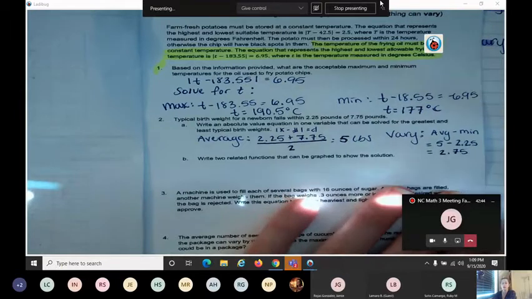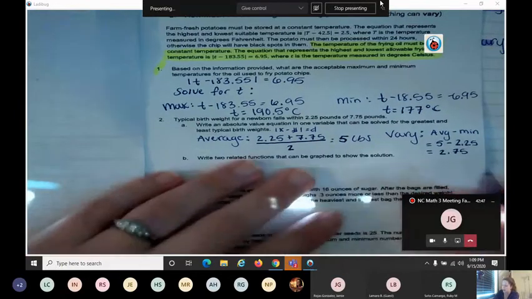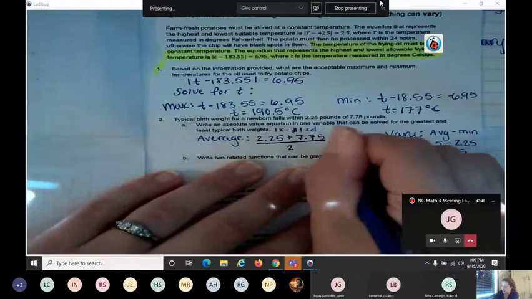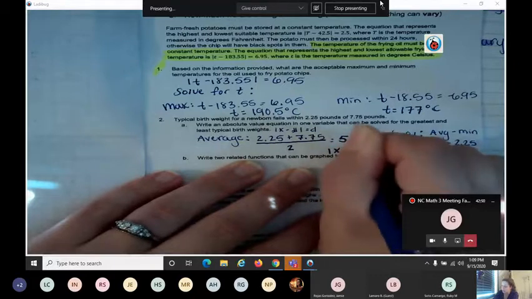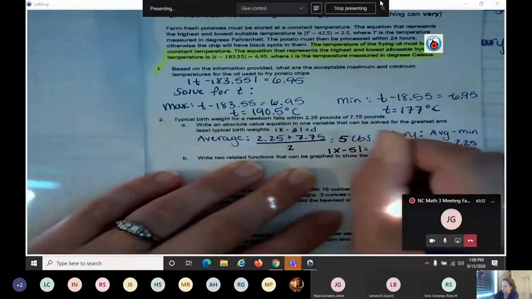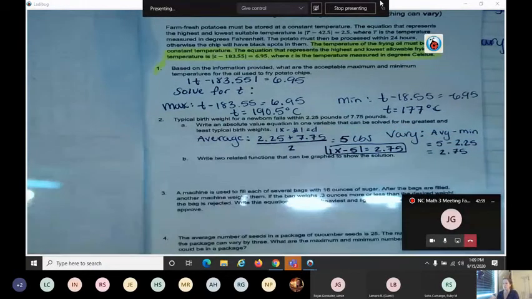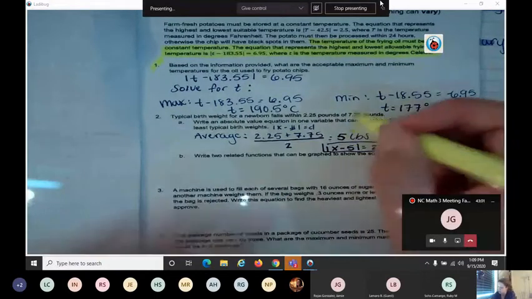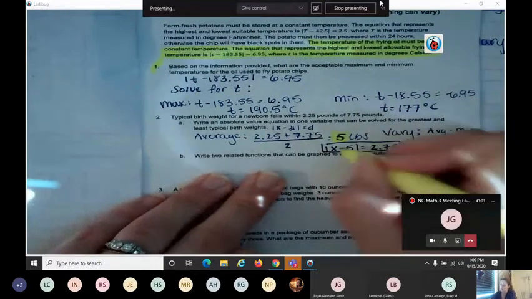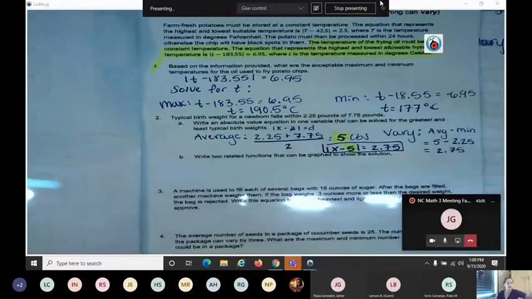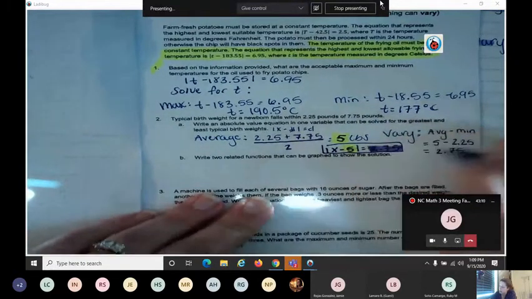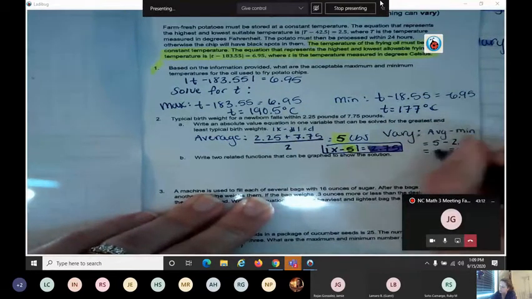So when we come up with our equation, we should have the absolute value of x minus 5 equals 2.75. Okay, so the 5 came from our average. Okay, so that came from right there. And the 2.75 came from how much we varied. Okay.